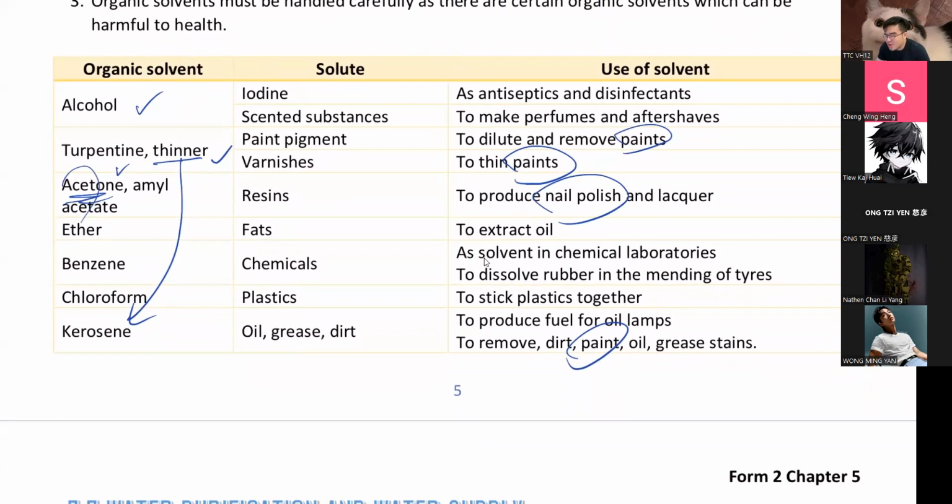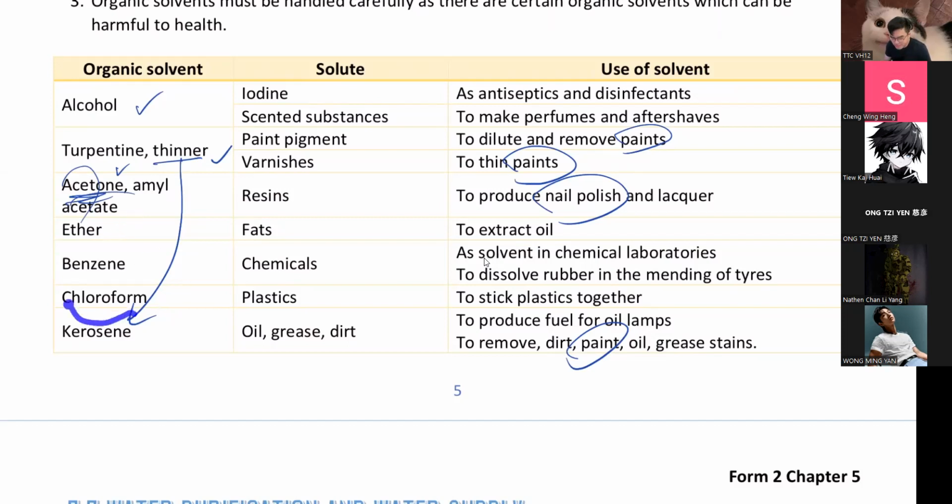Still strong. I mean, when your mom paints her nails, and she removes it, you can smell it. Isn't it? You can smell that nail polish remover from your mom. That's the acetone you're smelling. The rest of it, ether, benzene, and chloroform, you don't need to know.